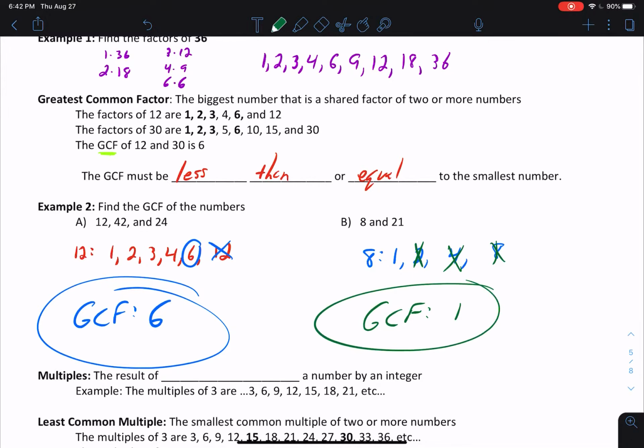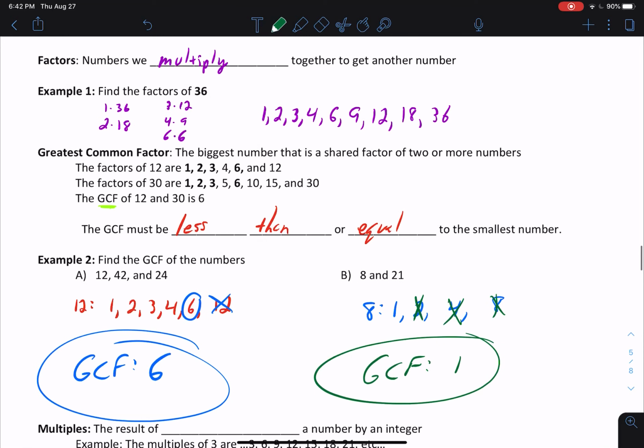That's all we can do. That's the biggest number that goes into both 8 and 21. It's the biggest factor that's shared. All right, so there's a little tidbit about factors and greatest common factors. Next video, we'll start talking about multiples.